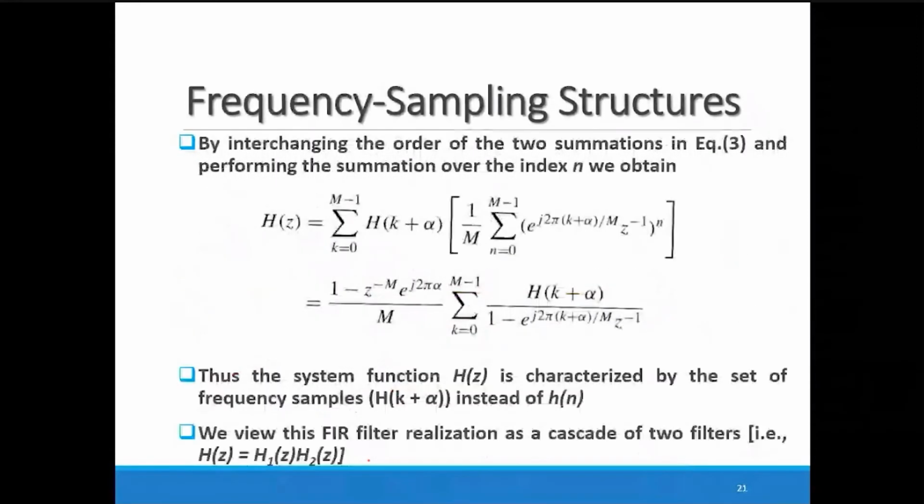So here we are changing the order of the summation and performing the summation over the index n. Earlier it was n equal to 0 to M minus 1. Now this summation is written first, k equal to 0 to M minus 1, then H of k plus alpha term, then the second term is 1 by M, summation n equal to 0 to M minus 1 of e raised to j 2 pi (k plus alpha) divided by M, into z raised to minus 1, raised to n. Okay, just note down this equation only, no need to write this equation at present. Only note down this equation.